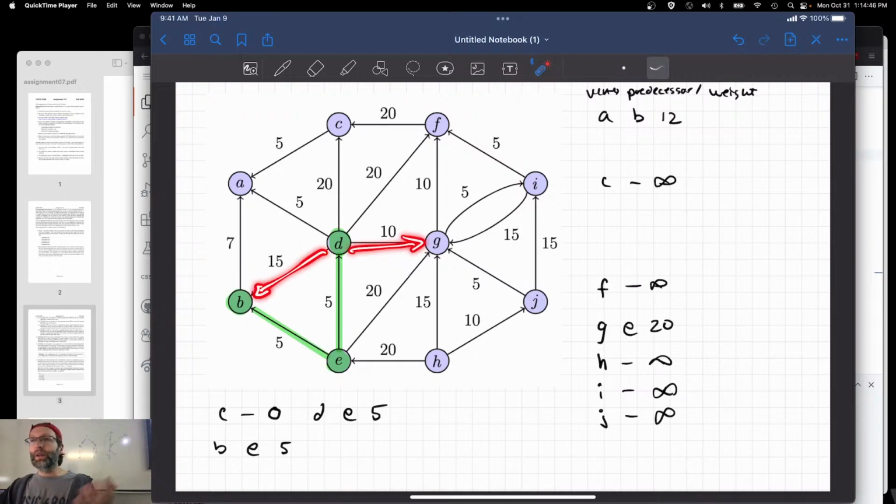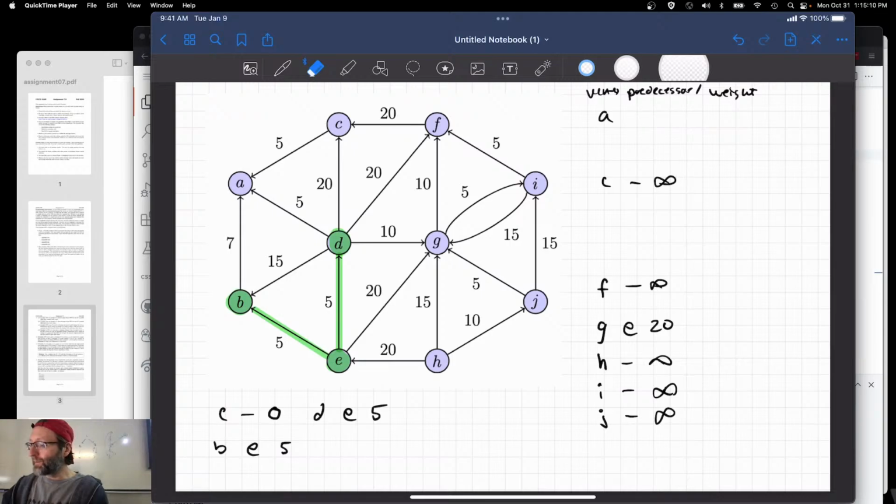Now B, I don't consider that because I've already pulled it out of whatever data structure I'm using over here. By the way, guess what kind of data structure we are going to be using? A heap, exactly, or a priority queue. So I'm not going to consider B again, but I will consider A here. Hey, it took me 5 plus 5 to get to A. Is that better than going through B? Yep. So we update it to be 10, and instead of going through B, we go through D instead. Okay?